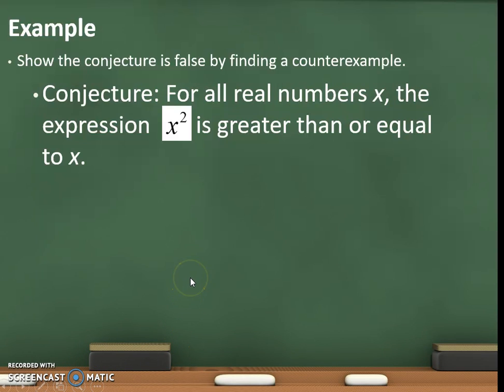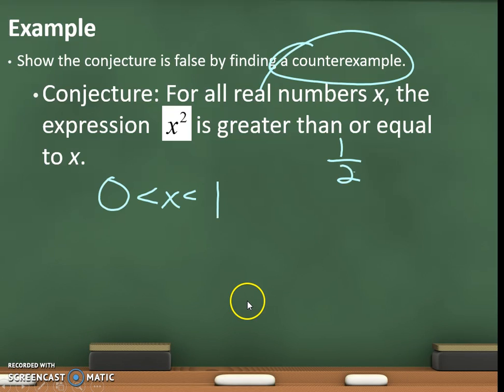Example: show the conjecture is false by finding a counterexample. Conjecture: for all real numbers x, the expression x squared is greater than or equal to x. This is false. How come it's false? Can you give me a counterexample for this? I want you to pause the video and think about this and see if you can give me an example why it's false. Pause the video and write your reasoning.